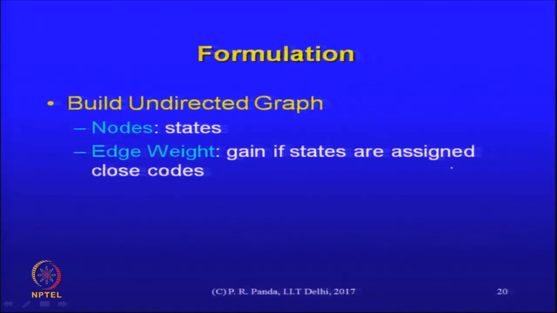While that was the informal intuition, this has to be formalized in some way, this has to be quantified so that we can make a decision in the encoding. You build an undirected graph where the nodes correspond to the states, and the edge weight is the gain if those two states are assigned close codes. So, that is the number that we will compute, and we will put a number on each of those edge weights, and the higher number means that there is more gain if they were close in their encoding.